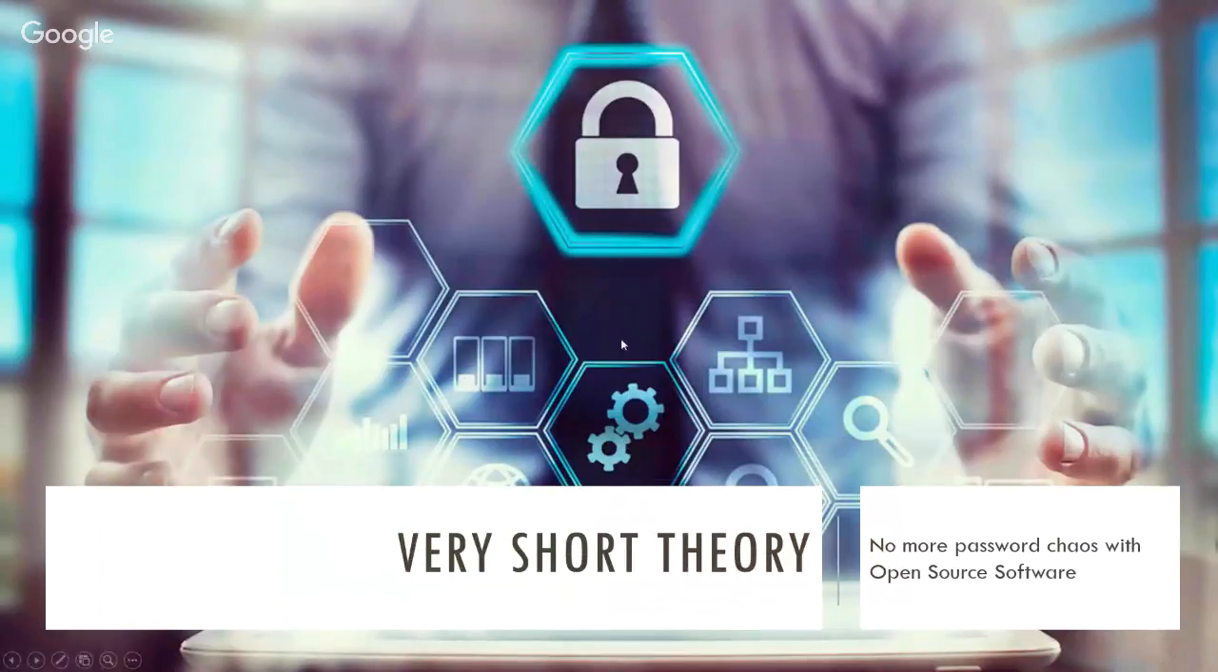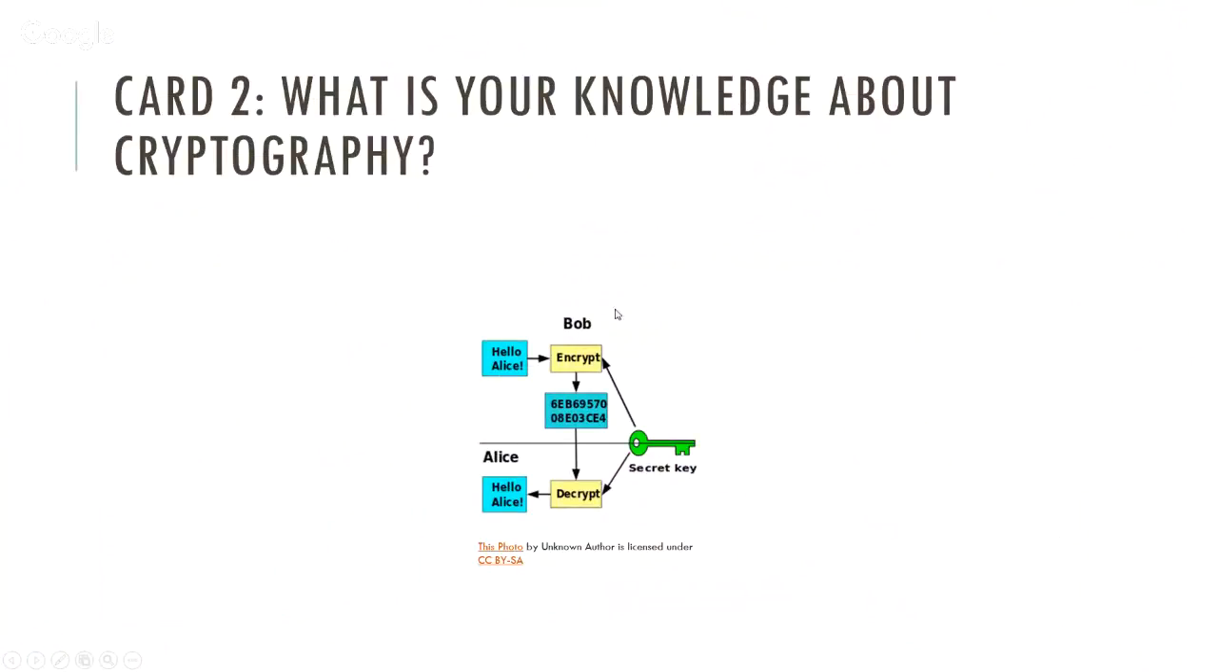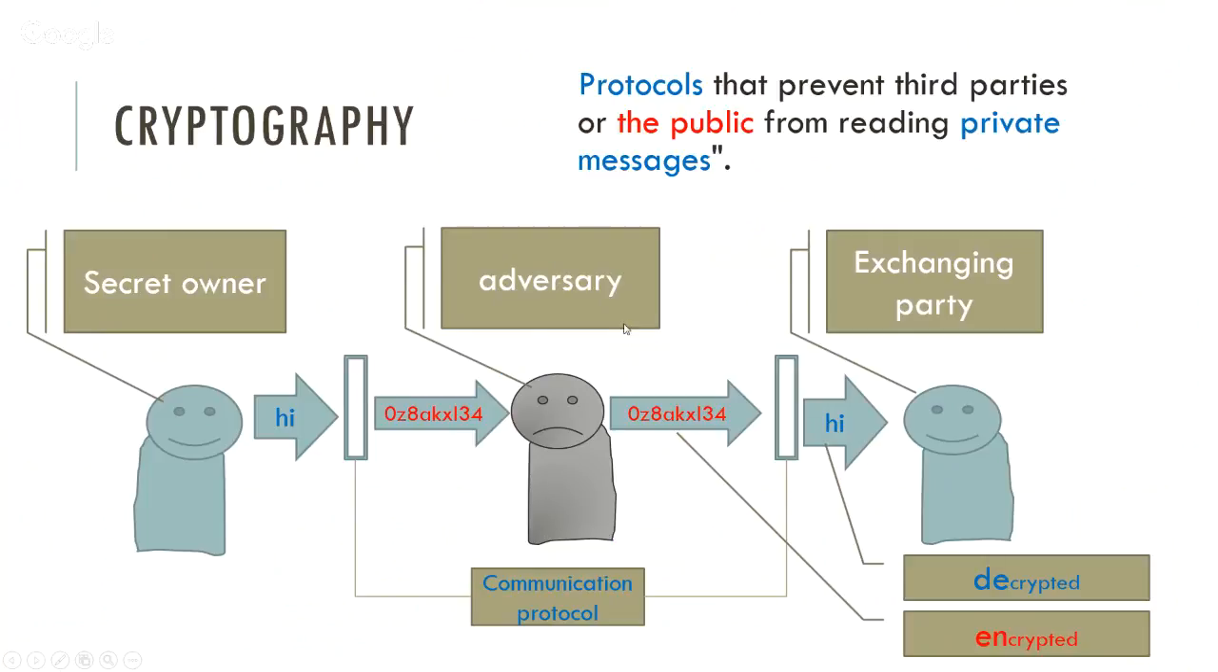Now, a very short theory before we go practical. Public key cryptography is all about having a public key and a private key, and with this set of keys, we can encrypt and decrypt information. The method goes like this. We have a secret owner, some people that shouldn't read the information, and an exchanging party. Information is decrypted, and once we pass this information through an encrypting protocol, we make it illegible for adversaries. So the whole method is about encrypting and decrypting information. Encrypting means we cannot read it, and decrypting means we may read it back.